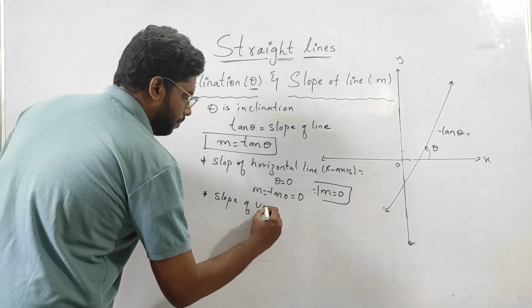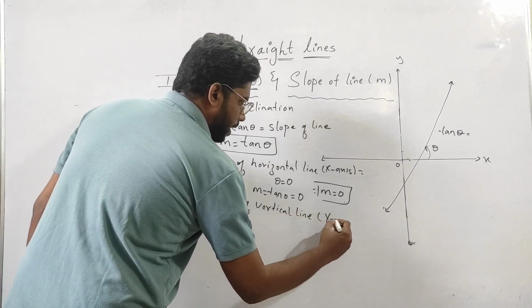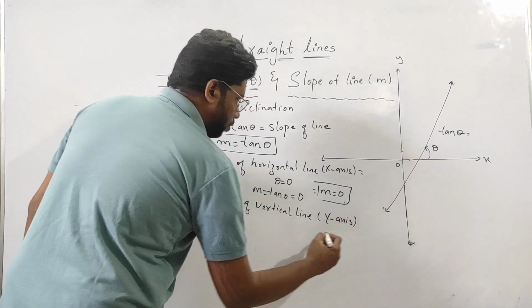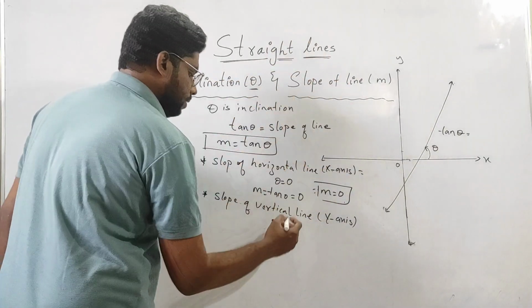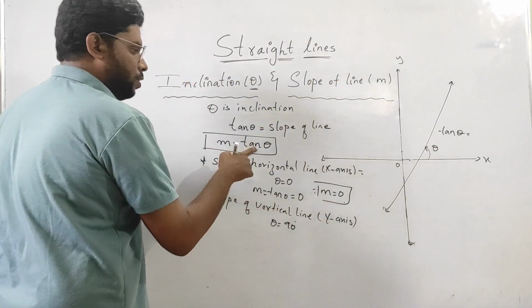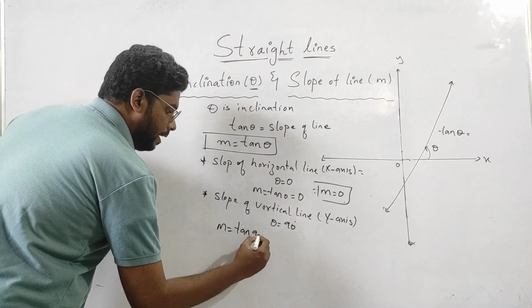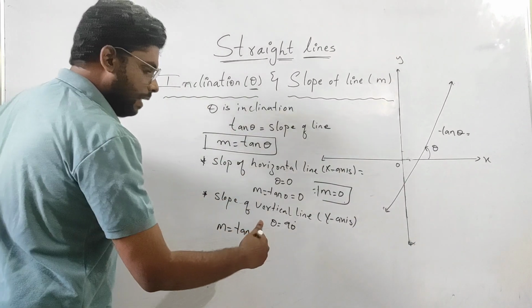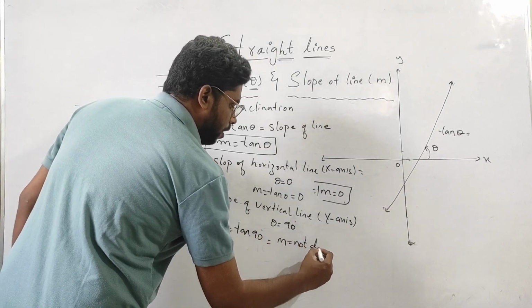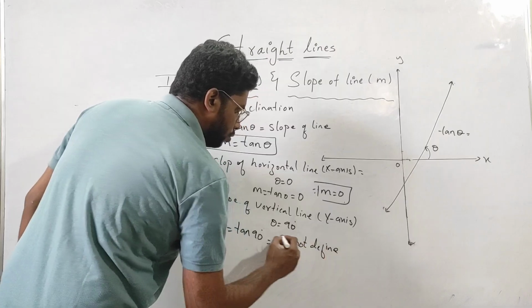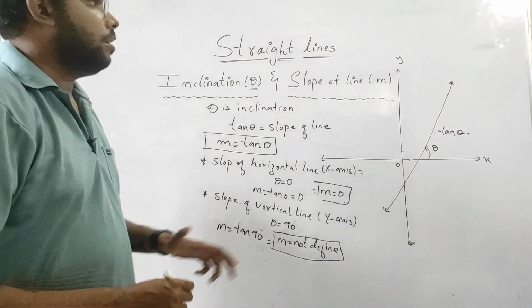What about the slope of a vertical line, that is the y-axis? We know the inclination in the case of the y-axis is 90 degrees. So if I substitute here, m is equal to tan 90 degrees. Tan 90 is not defined. Therefore, the slope of a vertical line or y-axis is not defined.